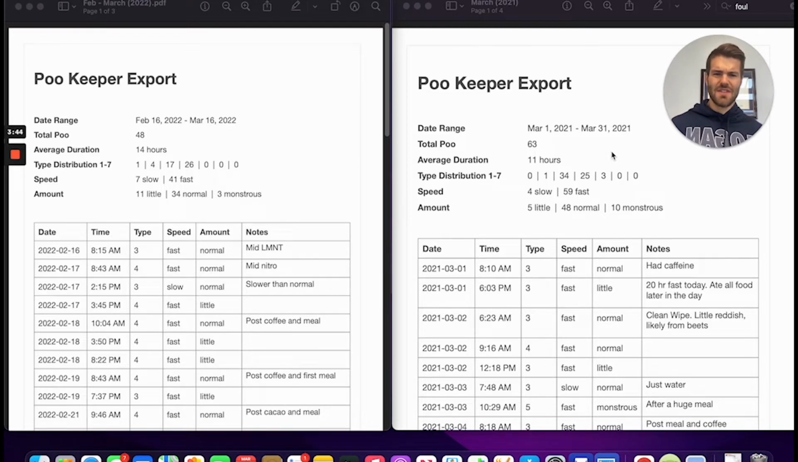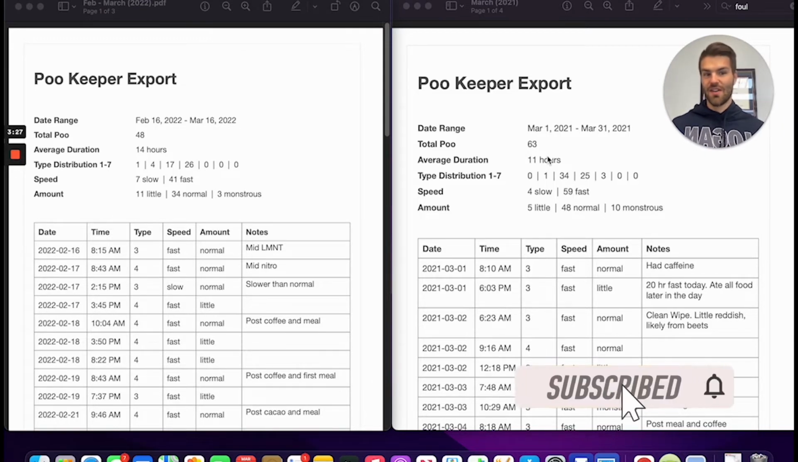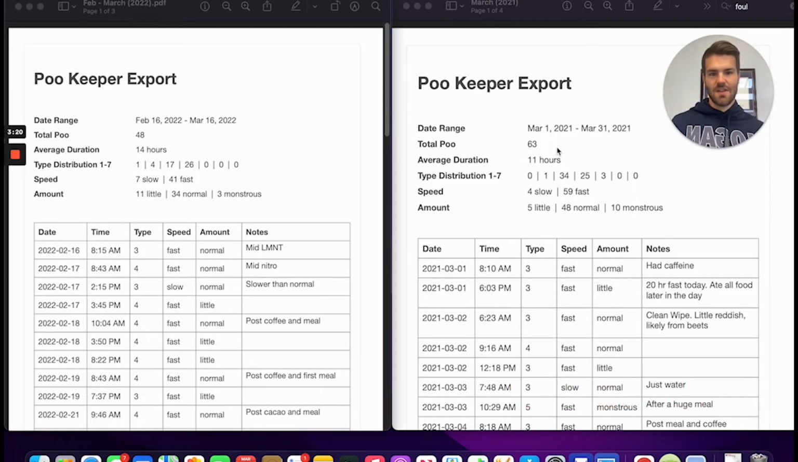And you can also see that my average duration, which is just the amount of time between bowel movements, was a little shorter last year, right here. And I think that's driven again by more intense exercise. And honestly, I'm not really sure what else is driving that. It basically shows that my transit time, or how long it took food to go through me, was faster. So my prevailing theory is that it was the intense exercise I was doing.